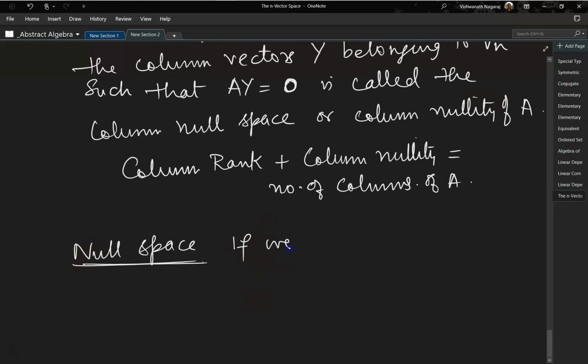So now the null space. If we take a set of all possible solution vectors of Ax equal to 0, then the vector space formed out of that set is called null space. In other words, null space contains all possible solutions of a given system of linear equations, always including the zero vector. Okay, so that's it for now.